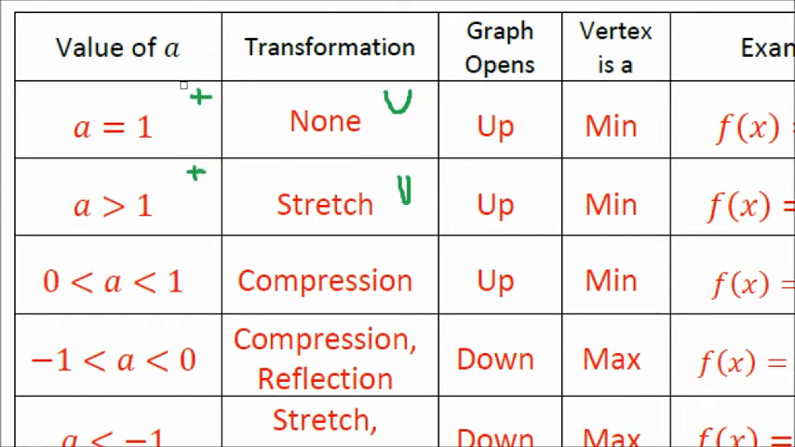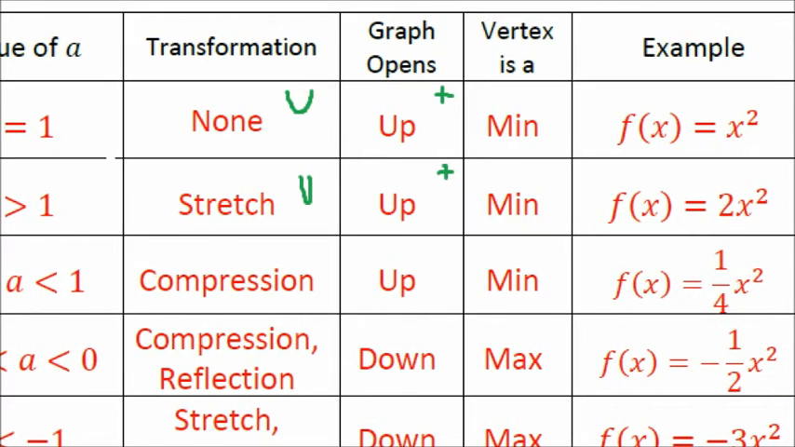You know what? We shouldn't even write them there. That's okay if I erase that. We should write them right here. A is positive. A is positive. And that means the vertex is a minimum. Here's an example of this. F of x equals 2 times x squared. Our A value is greater than 1. That means this parabola is going to face up, and it's going to be stretched.